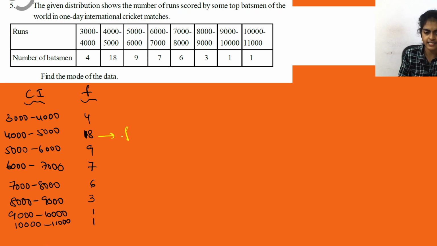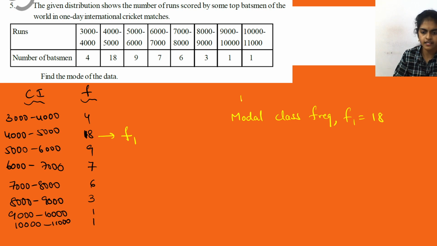Highest frequency is 18, so this is the modal class frequency. Always the highest frequency is the modal class frequency, which is F1. You are taking it as 18. What is the modal class? Modal class is nothing but this frequency's class. So 4,000 to 5,000 is the modal class, which means your L value is 4,000.